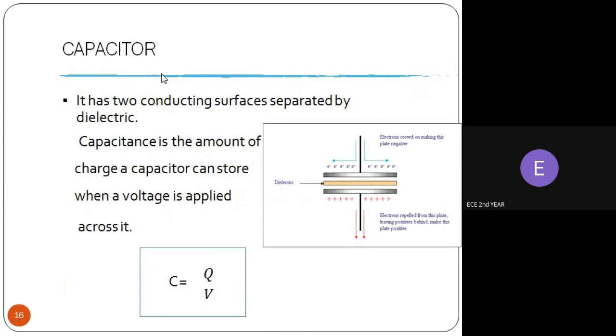And the capacitance. It has two conducting surfaces separated by a dielectric material. The capacitance is the amount of charge a capacitor can store when a voltage is applied across it. The formula of capacitance is C equal to Q by V, where Q is the charge stored inside the capacitance, and V is the voltage applied across the capacitance.